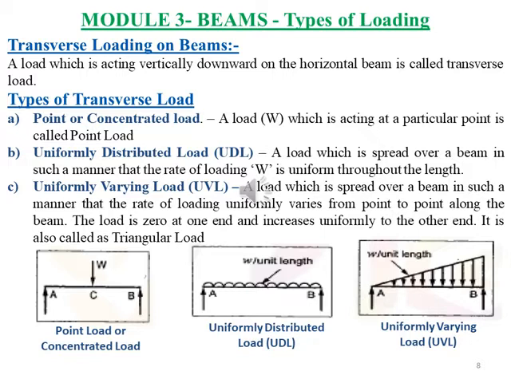So, transverse loading on beams. A load which is acting vertically downward on the horizontal beam is called a transverse load. A load that is acting vertically downward on a horizontal beam is called a transverse load. So, types of transverse loads.